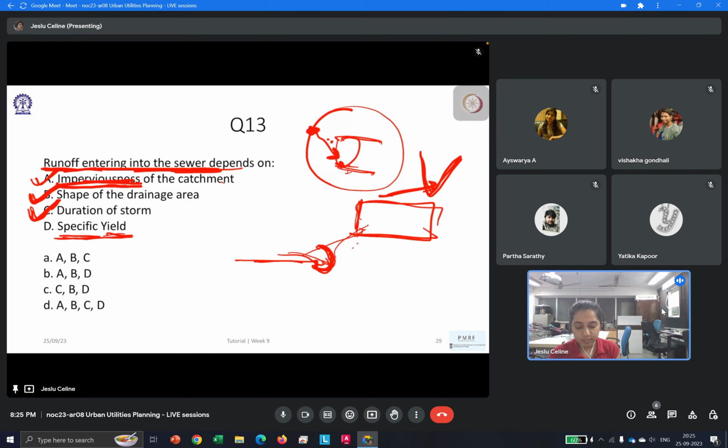So the runoff entering into the sewer does not depend upon your specific yield, because this is a property of the aquifer, a property of the soil. Sometimes the water holding capacity of the soil influences the yield. This all comes under the property of that, but the runoff entering the sewer does not depend upon the specific yield. So that is A, B, and C. Any doubts in this question? Okay, let's proceed to the next.